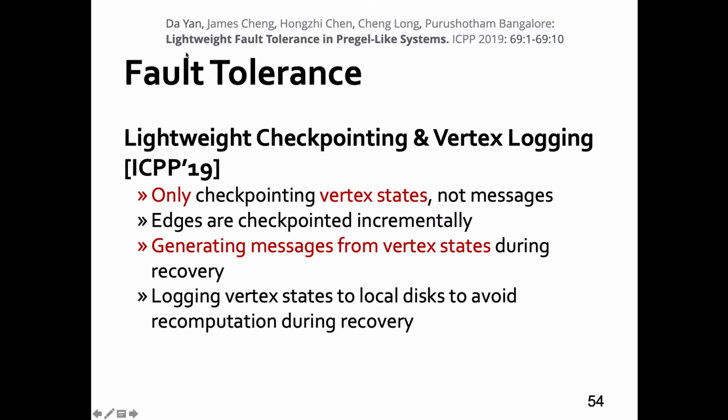In this ICPP 2019 paper, we propose to only save vertex states to a checkpoint, and regenerate messages from them during recovery. For edges, we propose incremental checkpointing that only logs the edge updates for replay during recovery. We also propose to let machines log messages locally, so that during recovery, only those messages from failed machines need to be transmitted. These techniques improve the performance of checkpointing and fault recovery by over one order of magnitude.